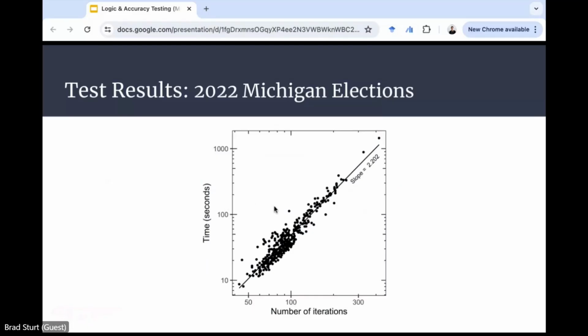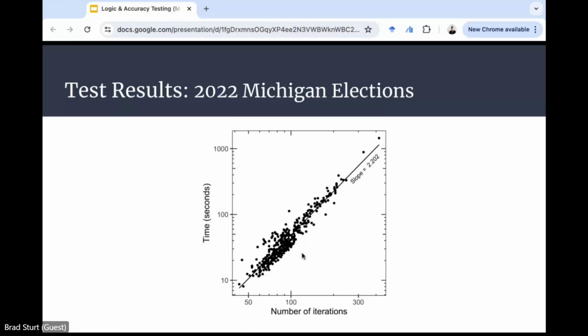Every dot here shows one of the different ballot styles. The x-axis shows the number of iterations it took our algorithm to converge, and the y-axis shows the total amount of time it took for the algorithm to run. I plot this in log-log scale, and so this is like a polynomial here.